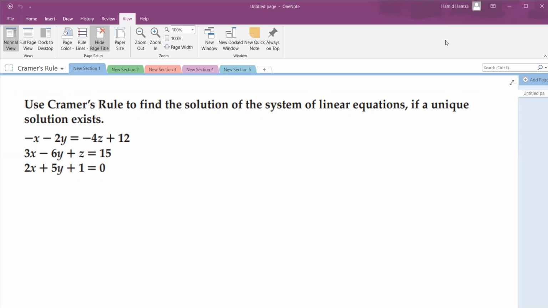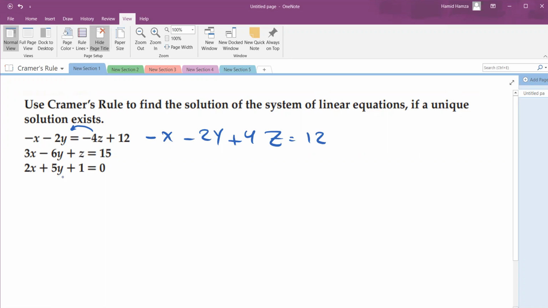This one, we need to move z to the other side. So this equation will be negative x and negative 2y plus 4z equals 12. As we did in the 2 by 2 system, or system containing two variables, we'll do the same thing here with a system containing three variables.